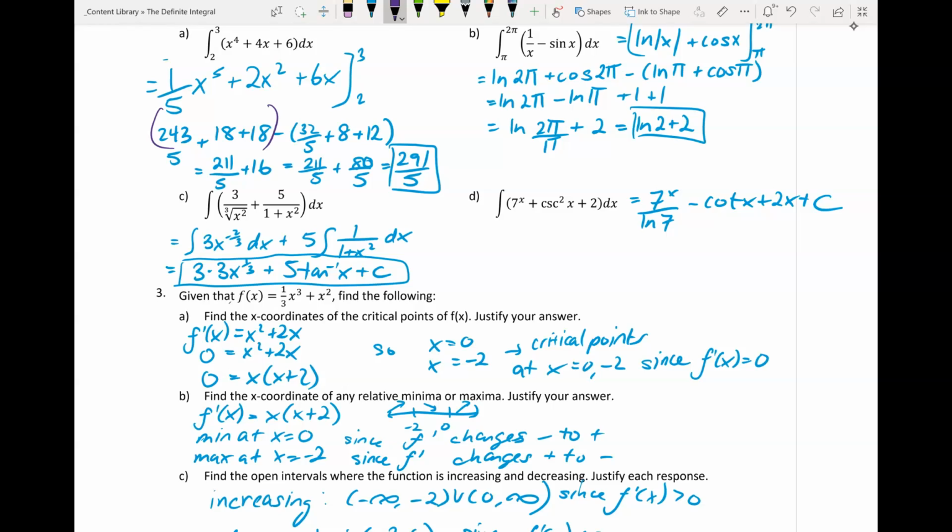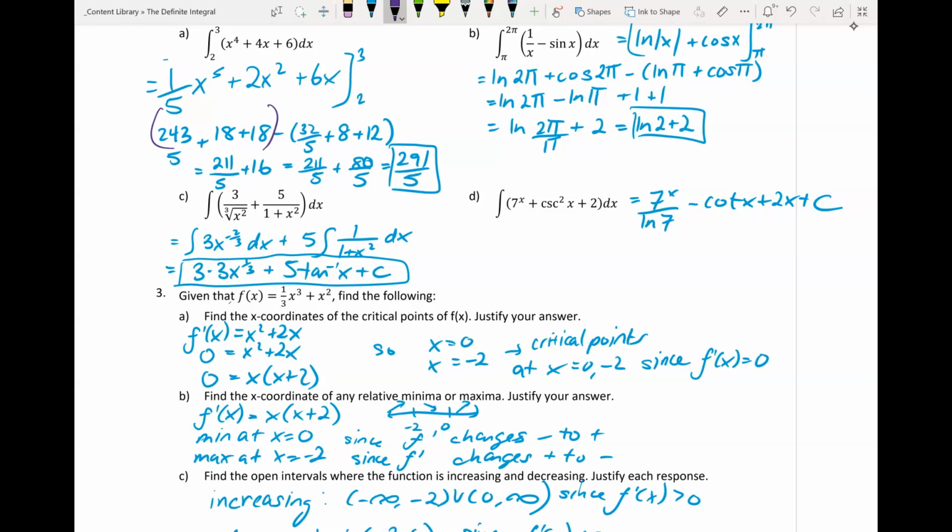Then for D. The 7 to the power of x, if you took the antiderivative of this would be 7 to the power of x over ln 7. That's what we covered last time. And then we have cosecant squared x. The antiderivative of that is negative cotangent x. And lastly, the derivative of 2 is 2x.